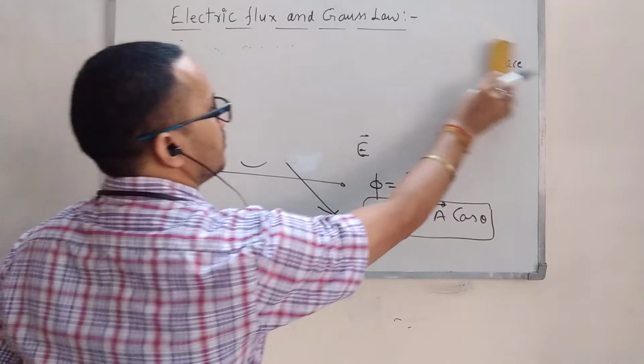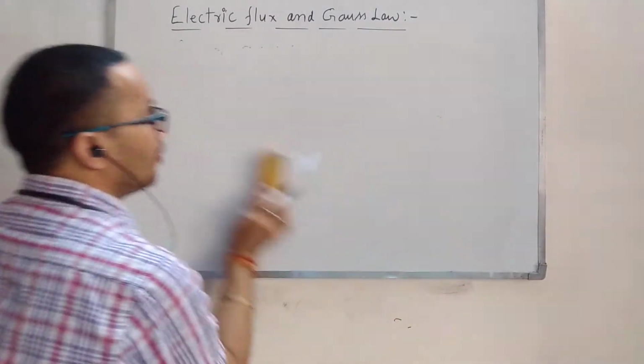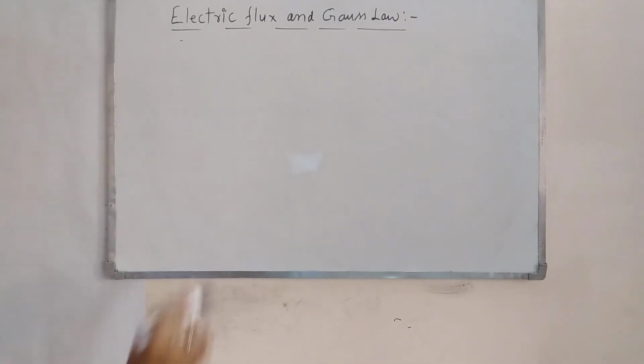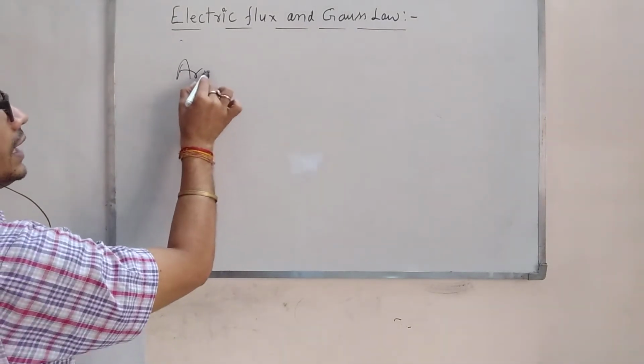So this is what electric flux is. How can you calculate the electric flux? Phi is equal to E dot A. Now we will see the area vector.